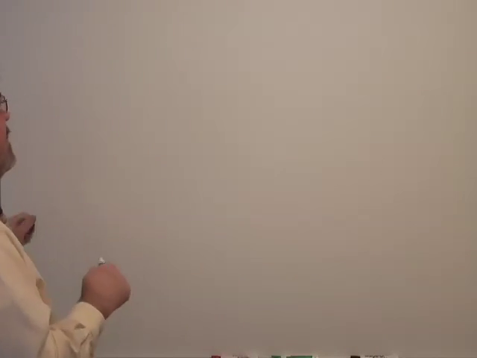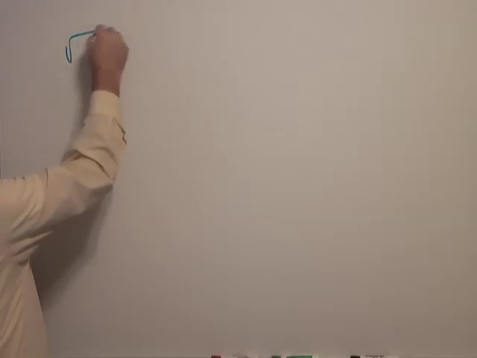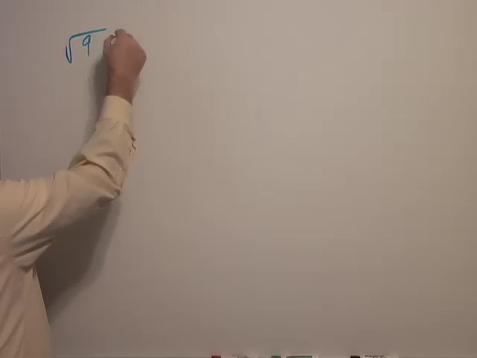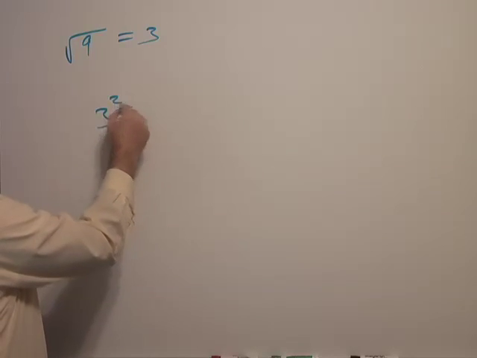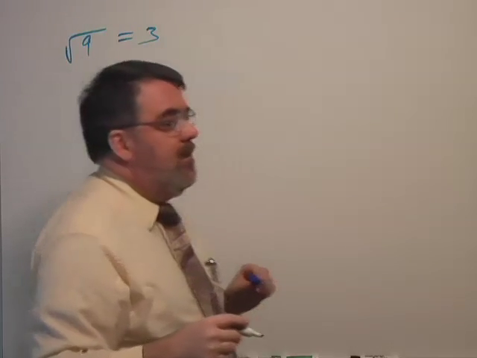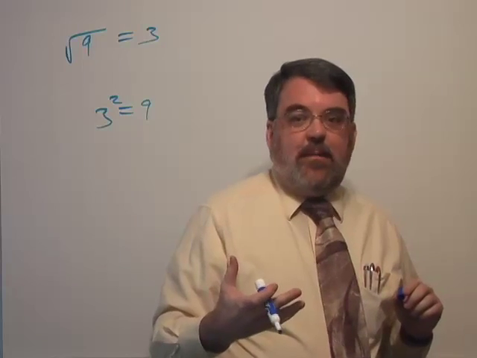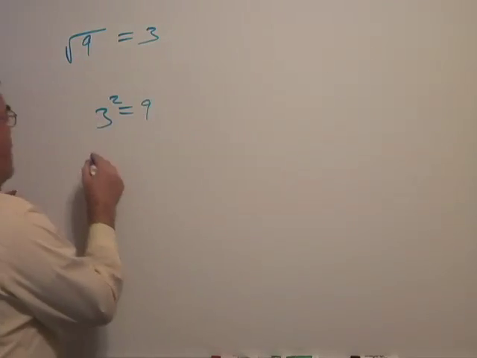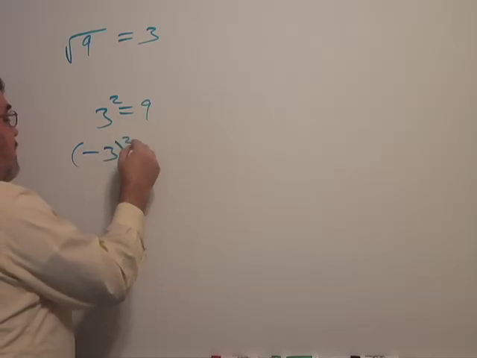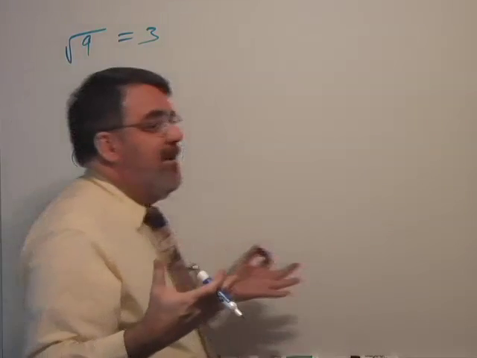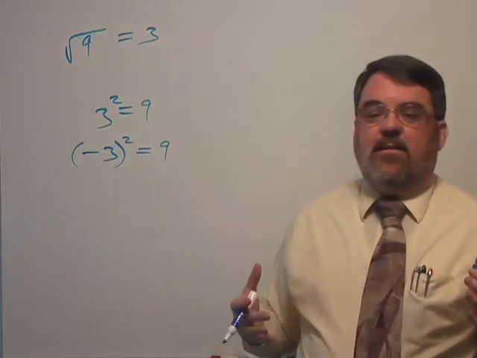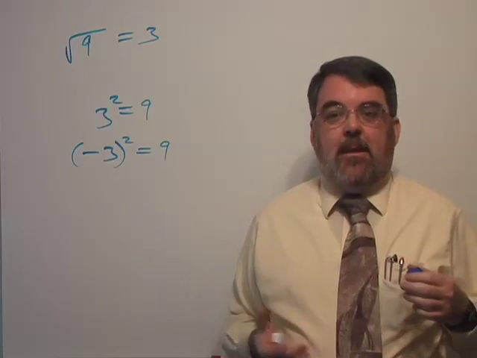And so let me start off. Why do we say, for example, that the square root of 9 equals 3? Well, it's because 3 squared is equal to 9. But you could also say that's true about negative 3, couldn't you? Because when you square negative 3, you also get positive 9. So would it be okay to say that the square root of 9 is equal to negative 3?